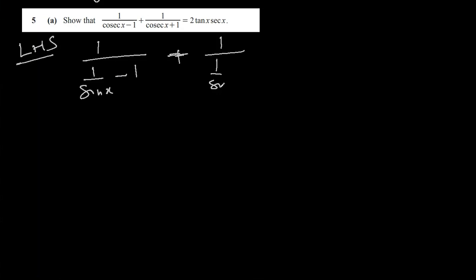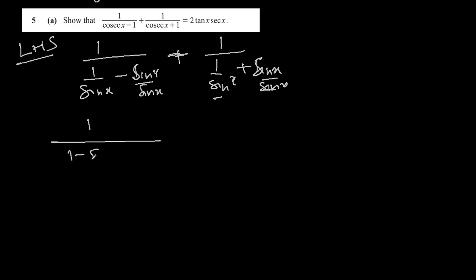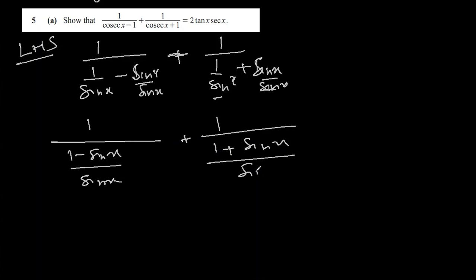So 1 over sin x plus 1. If we focus on the denominator, we can write this minus as sin x over sin x. Why? Because we want to club the two. Similarly, it will also become sin x over sin x. They will have the same denominators, so we can make them 1. So 1 over 1 minus sin x over sin x plus 1 over 1 plus sin x over sin x.